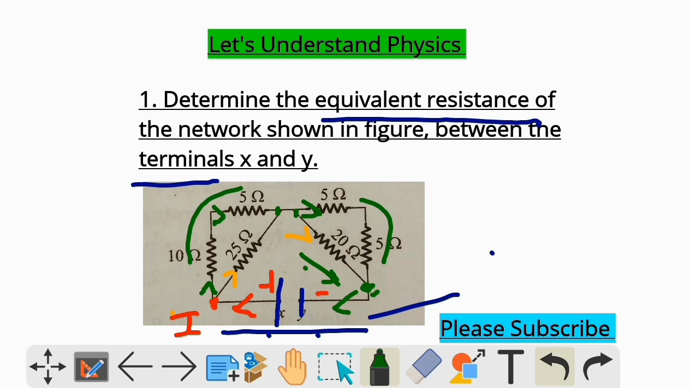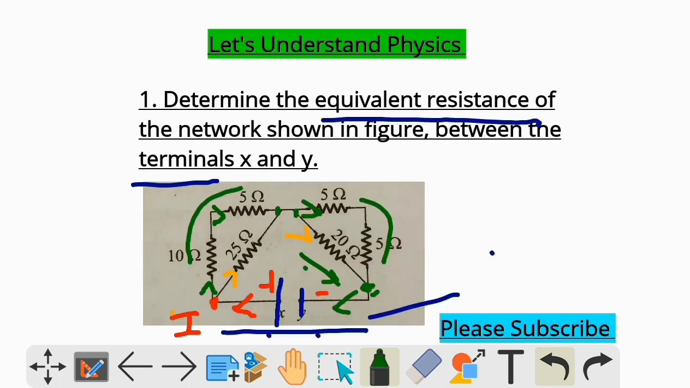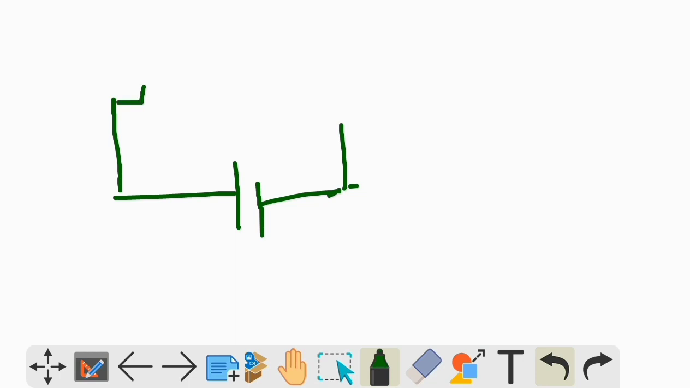Now let's simply draw the diagram, how we can understand and solve this problem. Understood? Now let's see. In place of X and Y, I am just simply taking the supply. Now from here, if you see, 10 ohm and 5 ohm are in series, and for both of these resistances 25 ohm is in parallel. Understood? I am just going to take two resistors in series, and for those two, one resistance in parallel.